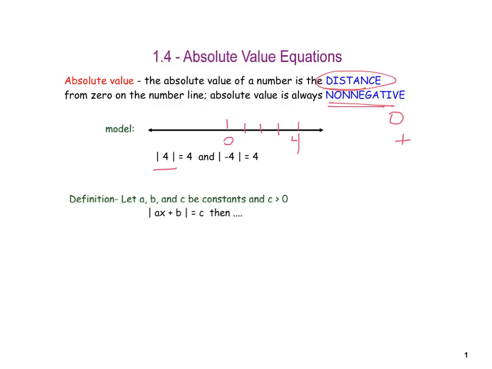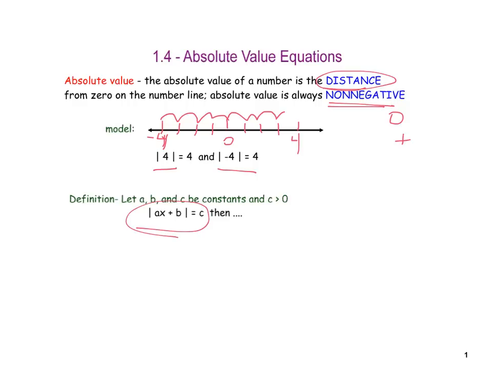The absolute value of 4 is 4 because it is 1, 2, 3, 4 away from 0 on the number line. The absolute value of negative 4 is also 4 because it is 1, 2, 3, again, 4 units away from 0 on the number line.